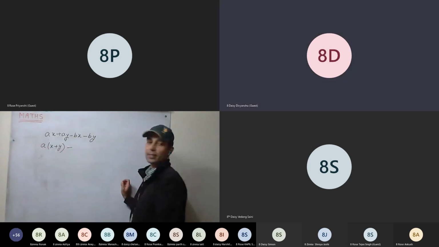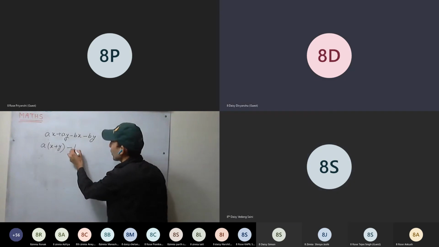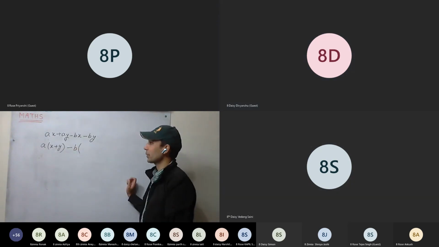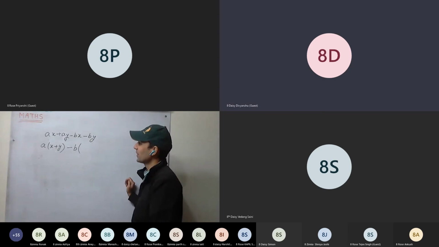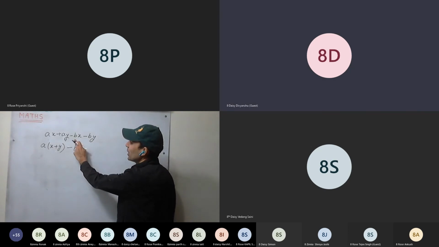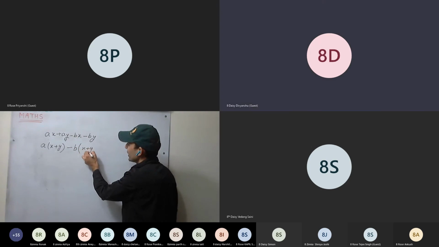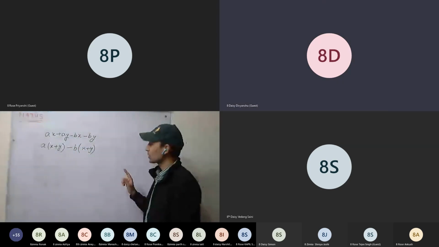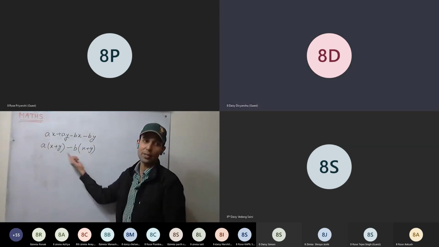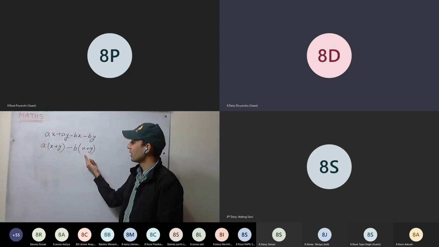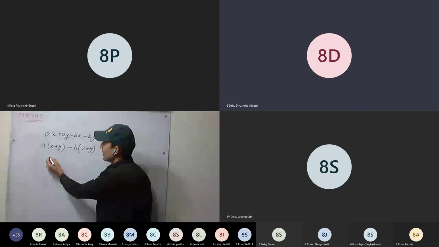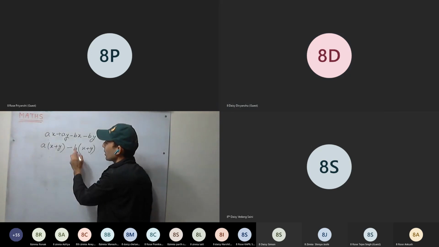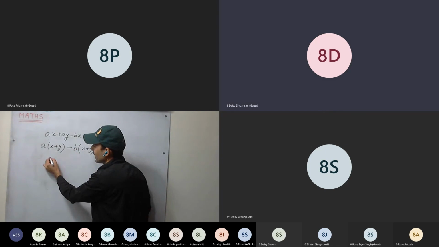Now from the third and fourth, common is minus b. What will be inside the bracket? Minus b into x plus y. So now what will be the common factor? It will be in bracket a minus b, sorry, a minus b.